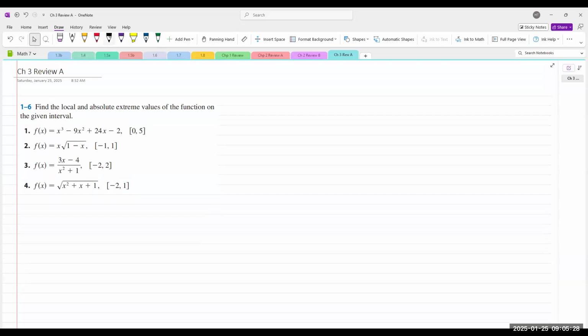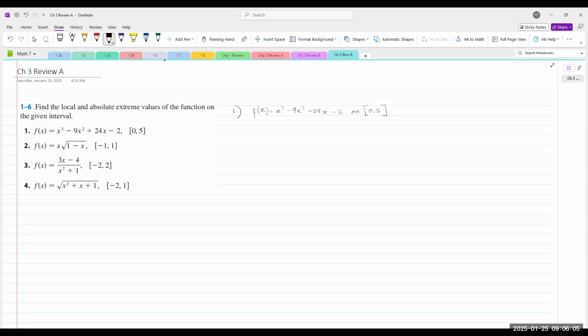Number one, let me do it here on the right hand side. Find the local and absolute extreme values. So local maximum, local minimum, absolute maximum, absolute minimum in a closed interval. Okay, so let's do it. So f(x) equals x cubed minus 9x squared plus 24x minus 2 on the closed interval 0 to 5.